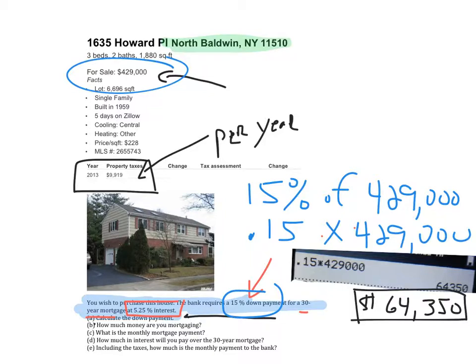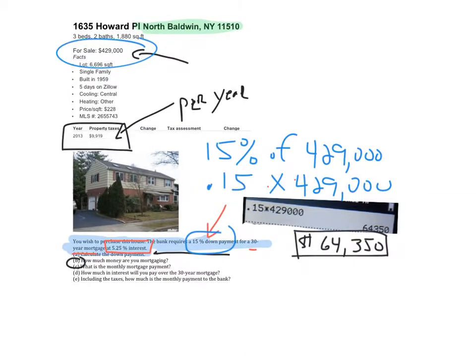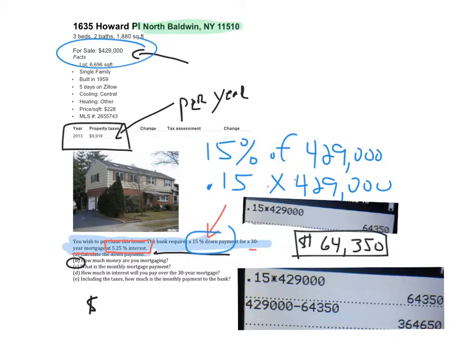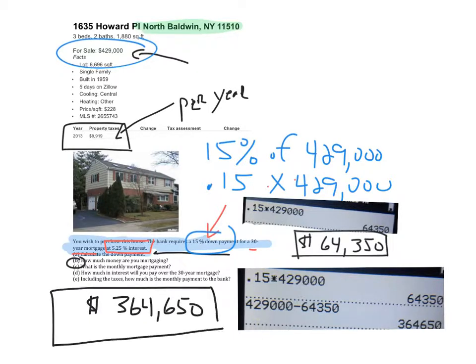But now letter B, how much money are you mortgaging? What we're going to do is take the price of the house, which is $429,000. We're giving the bank the $64,350, which means how much money we're borrowing is going to be this difference, $364,650. That's how much money we are borrowing from this bank in order to get our house.